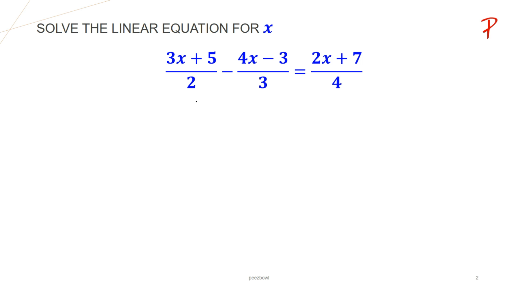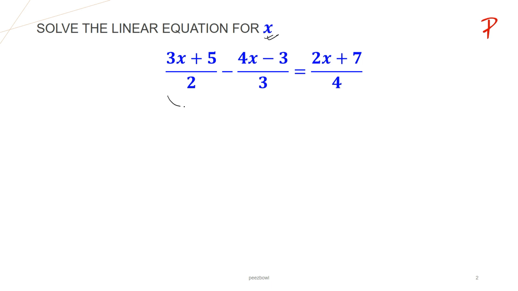Hi, in this video we will solve this equation and try to find the value of x. Here we have two terms. First is (3x + 5)/2 minus (4x - 3)/3 is equal to (2x + 7)/4. Let us see how we solve it.